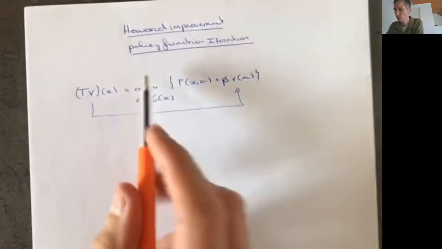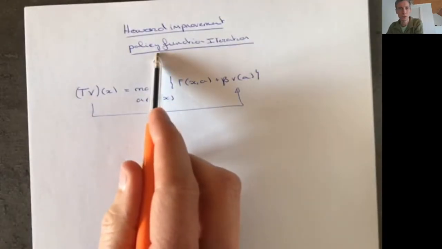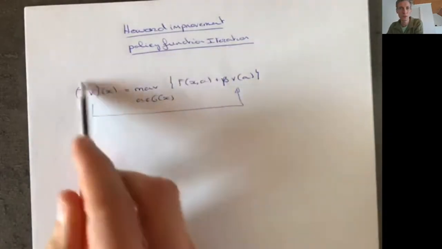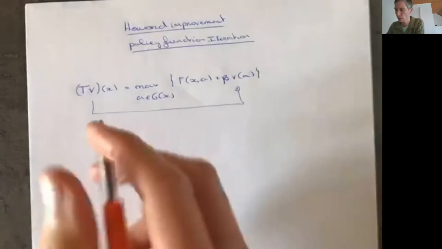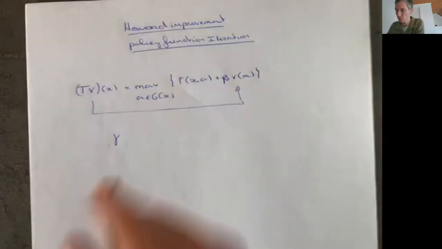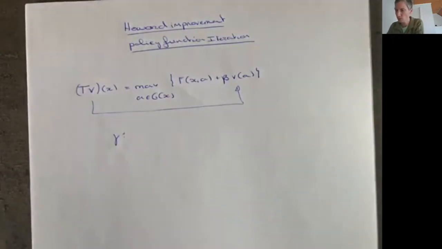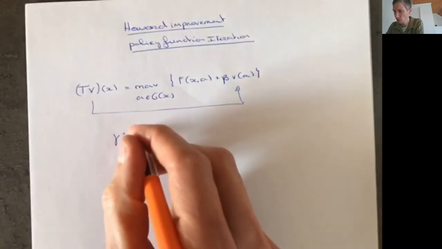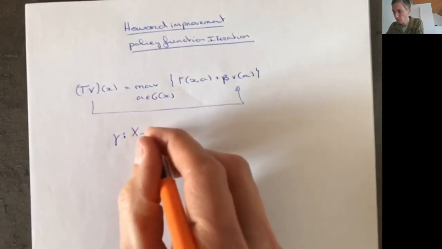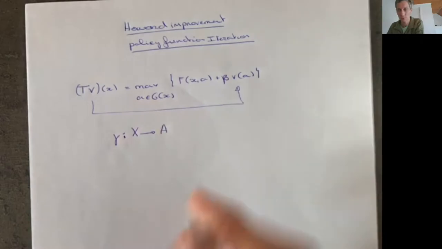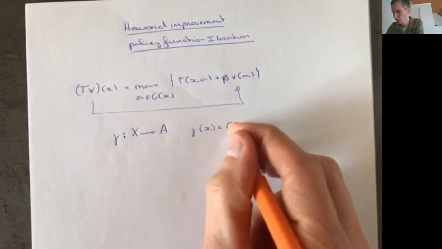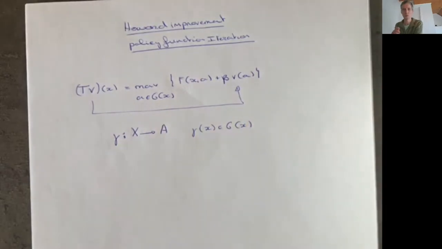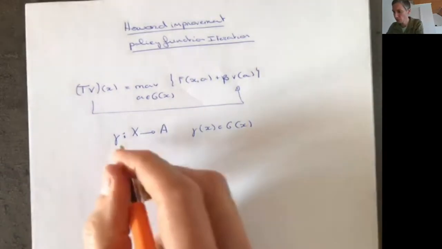So policy function iteration works not on iterating the value function, but on iterating a policy function. Let's start with the idea of having a policy function. This is a function gamma, which associates with every state an action, such that gamma of x is in G of x, a feasible action. So that's a policy function.